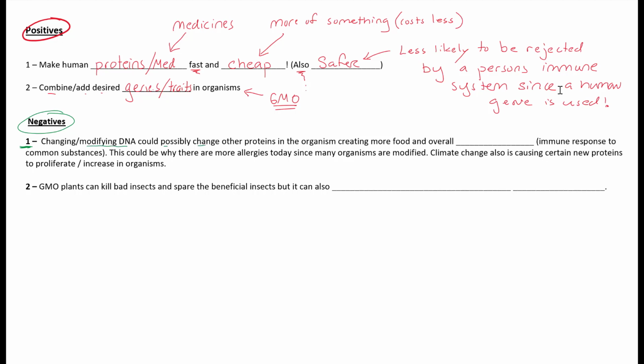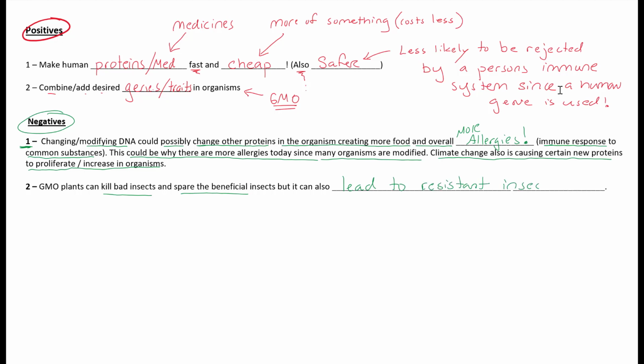Bunch of negatives though. So if you change one area of DNA, there's a high chance that you could inadvertently or mistakenly change another area of DNA, changing a gene, causing new proteins to be made in plants and foods that we eat. That could cause people's bodies to have an allergic reaction to these new proteins in foods like peanuts or shellfish, leading to more allergies.